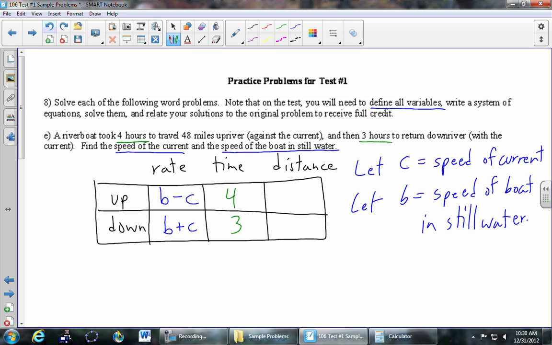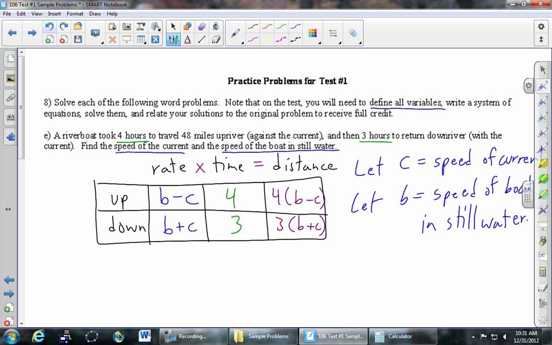And then the distances, well, actually the distance is given as well, although I'm not going to fill it in here. This is just a personal preference of mine. What I like to do when I fill in the last column is just multiply the first 2. Rate times time is distance. So 4 times B minus C, and then down in the bottom, 3 times B plus C. If you label the columns in a consistent way, then to find the last column, you're always going to be multiplying the first 2 for the problems that we've been doing in this section. So let's see if we can get some equations now.